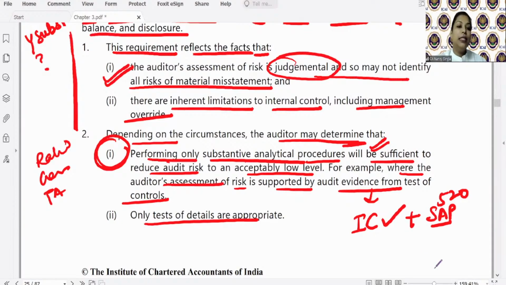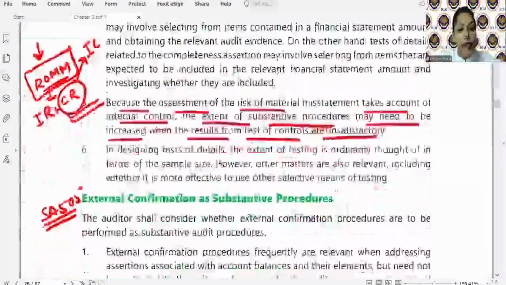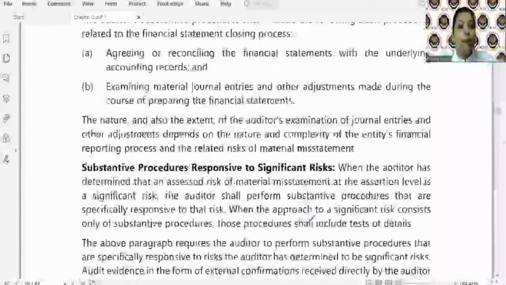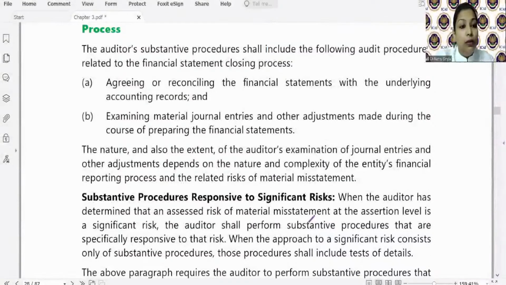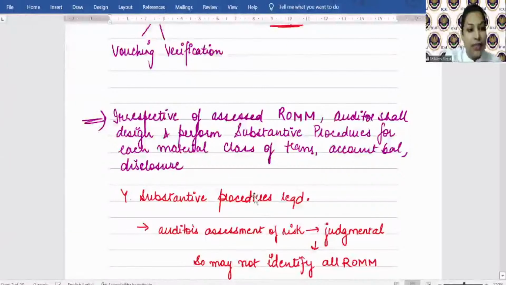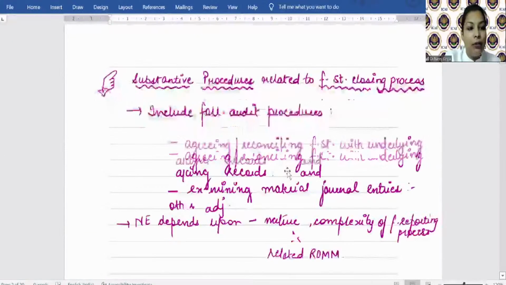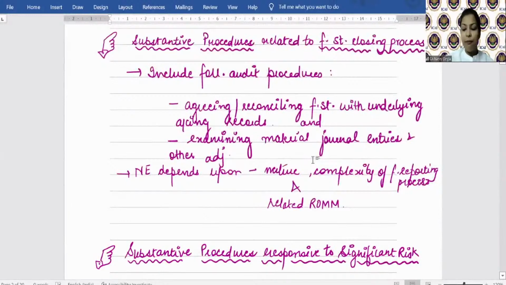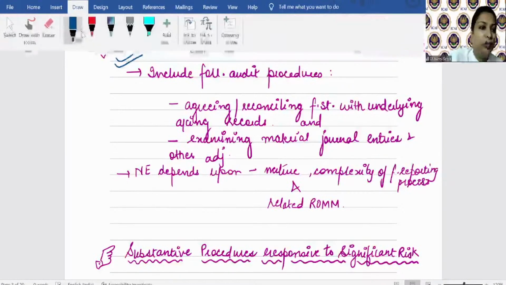Is it clear? ठीक है. So this was what substantive procedures. Now I told you this topic I'll be taking when we will do SA 505. ठीक है. Now there are two small topics relating to substantive procedures related to financial statement closing process.